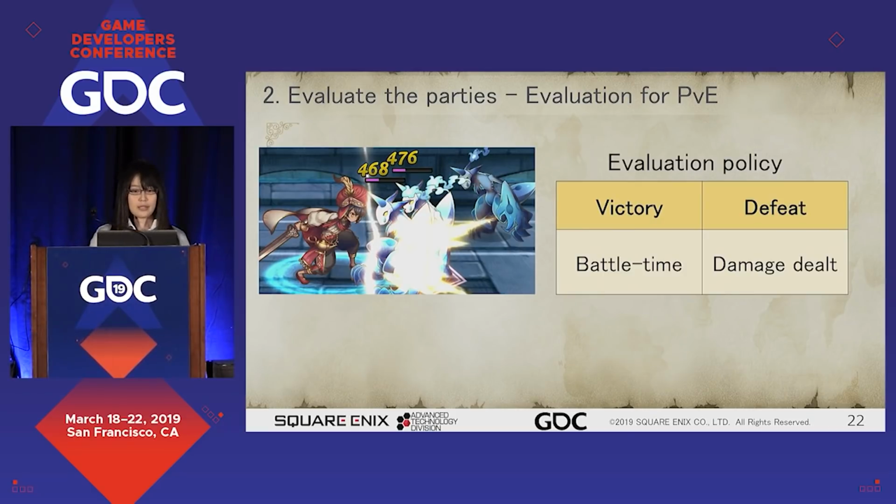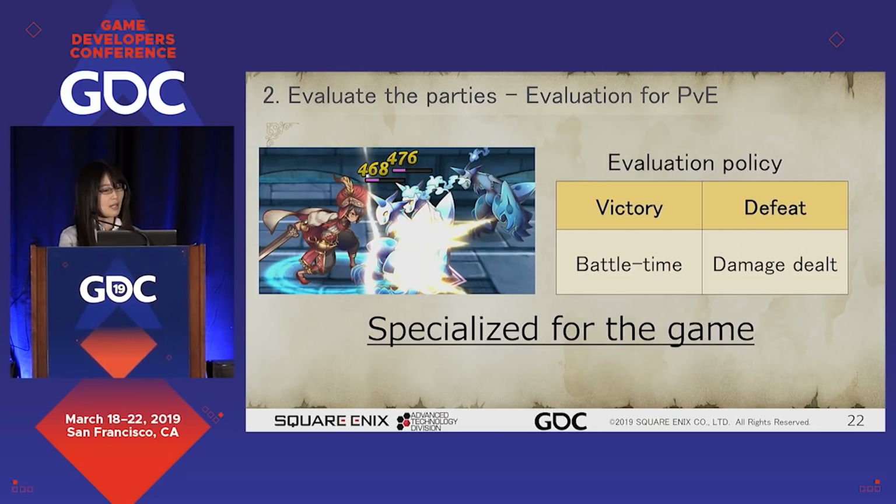So, we use these axes for evaluation. In case of victory, we are going to use the battle time. In case of defeat, the time is not a good expression of how good the party was. We use instead the damage dealt by the party. As you can see, these evaluation policies are very specialized for the game.